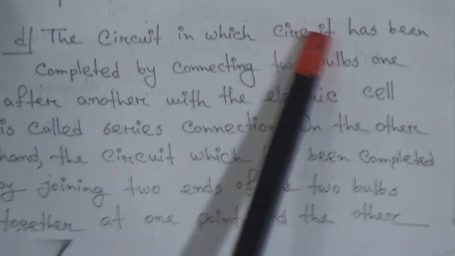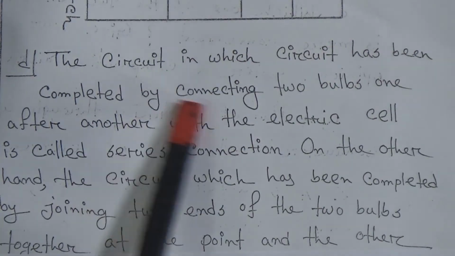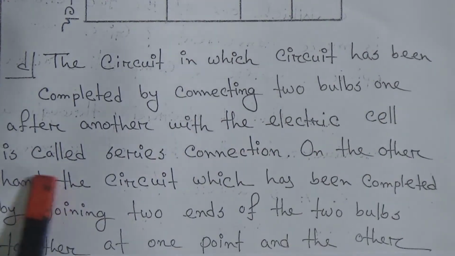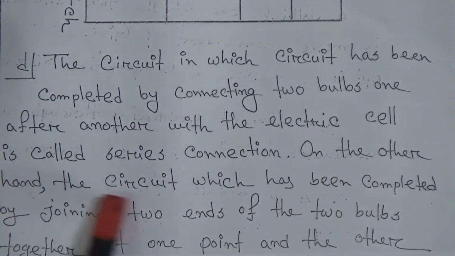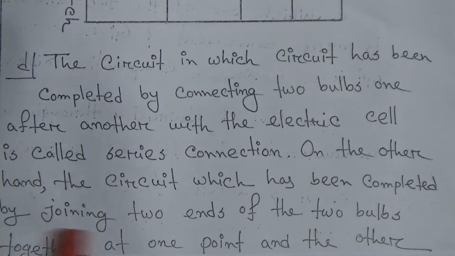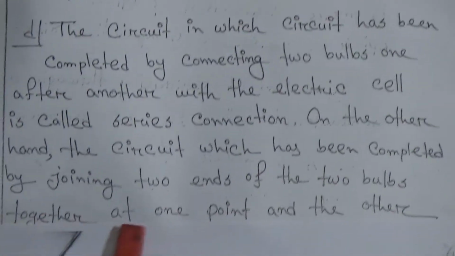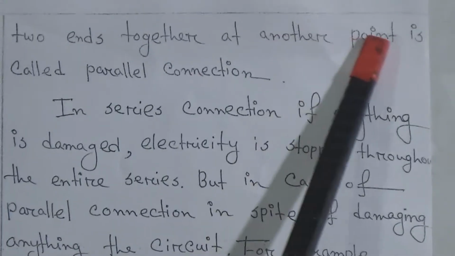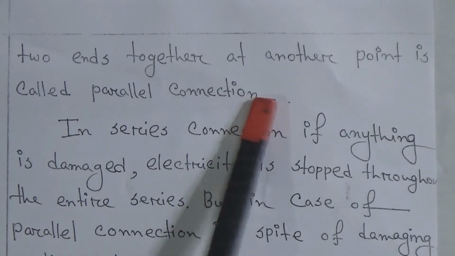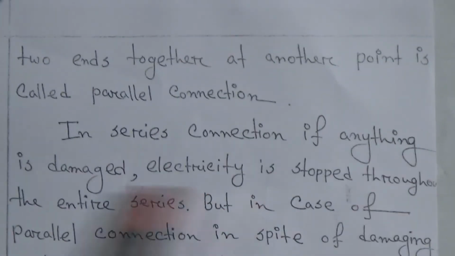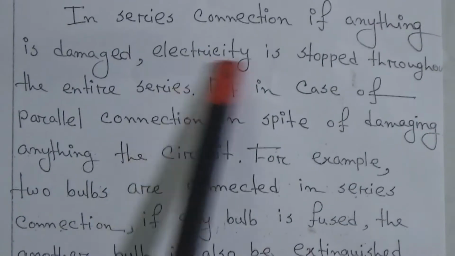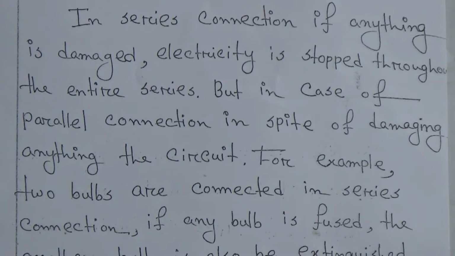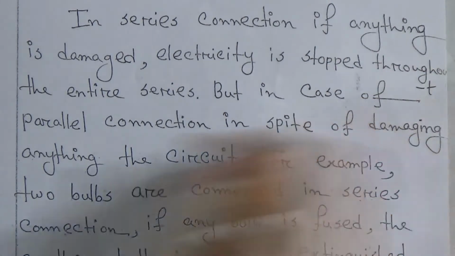The circuit which has been completed by connecting two bulbs one after another with the electric cell is called series connection. On the other hand, the circuit which has been completed by joining two ends of the two bulbs together at one point and the other two ends together at another point is called parallel connection. In the series connection, if anything is damaged, electricity is stopped throughout the entire series. Dear students, there will be a T.